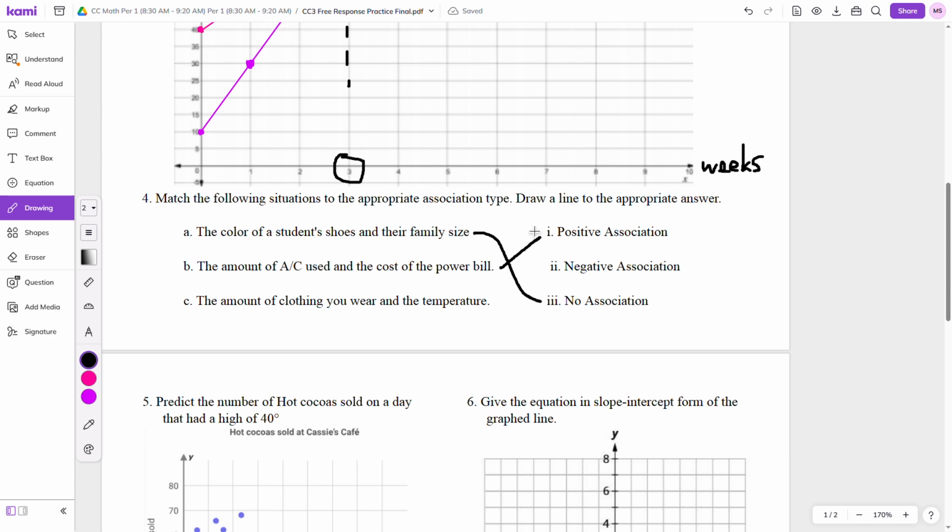What about the amount of clothing you wear and the temperature? Well, the higher the temperature, the less clothing you wear, which was nice because we have 106 degrees tomorrow. So I'm sure you're all aware of that. But if it's really cold, then you wear more layers. Like when we go to the coast and it's like 60 degrees in the summer, we wear more layers. We wear a hoodie and more things. So there's an inverse relationship. We call that a negative association. And that's good for that.